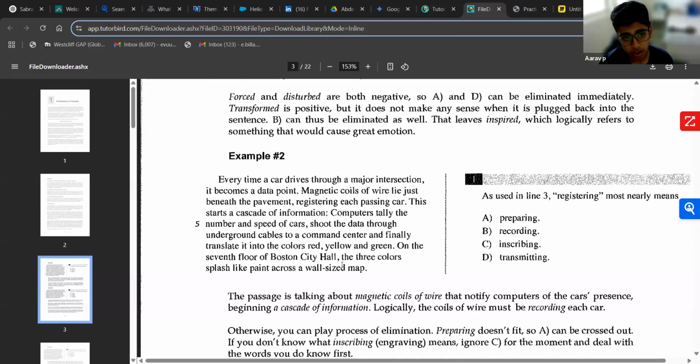Computers tally the number and speed of cars, shooting the data through underground cables to a command center and finally translating it into the colors red, yellow, and green. On the 7th floor of Boston City Hall, the 3 colors splash into paint across a wall-sized map.